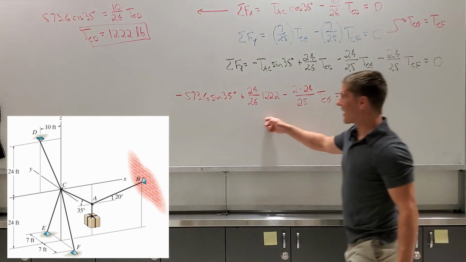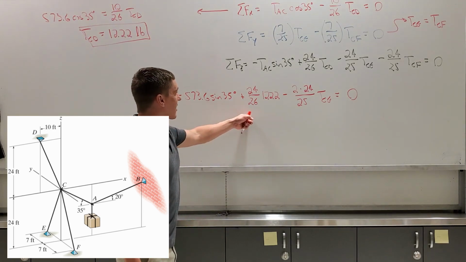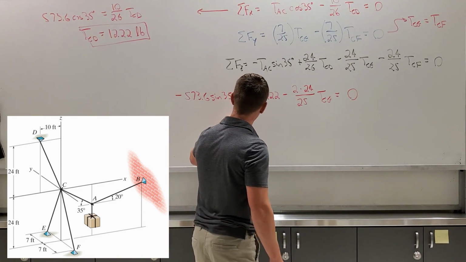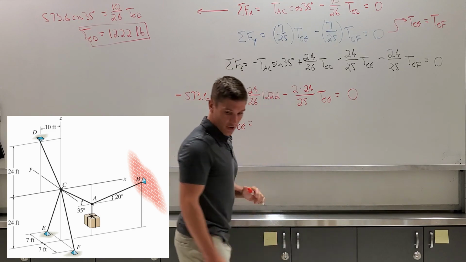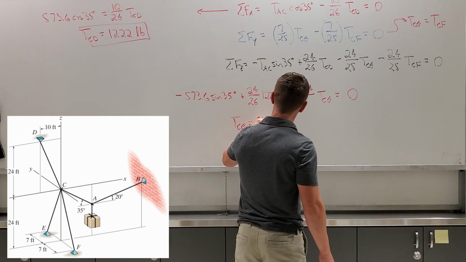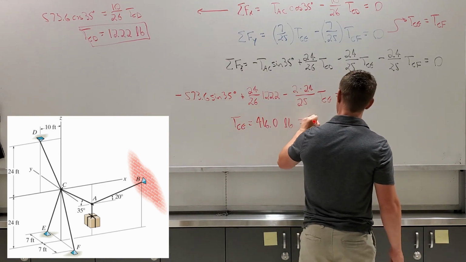I know everything in this equation. It just becomes an algebra problem from this point out. I can go ahead and solve this algebra problem, and I get that TCE is equal to 416.0 pounds, which is also going to be equal to TCF.